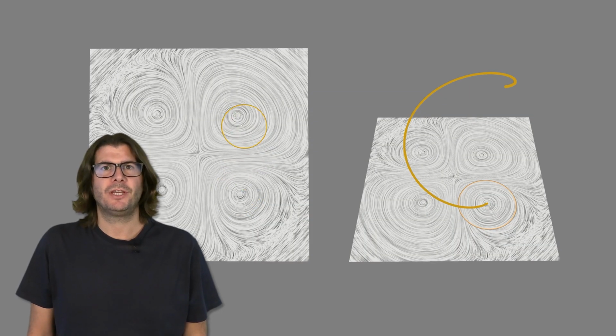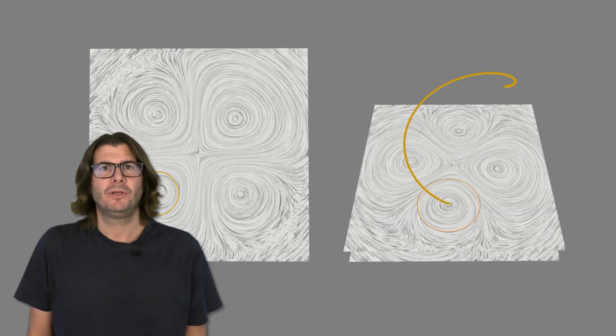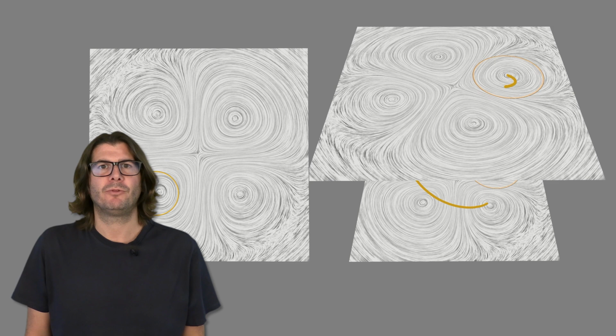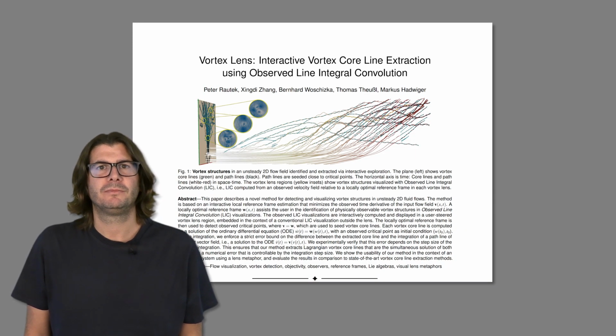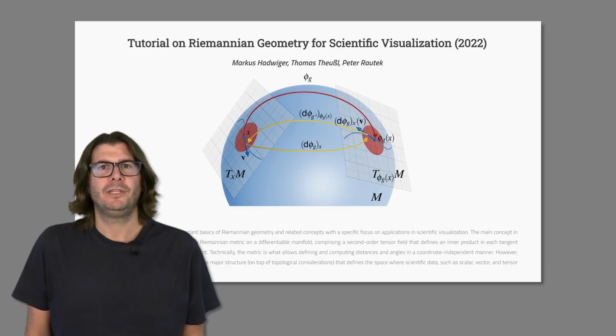The possibility to change between vortex lens exploration in space and vortex lens advection through time provides an intuitive and powerful novel exploration metaphor. To ensure that our approach reliably finds vortex structures and that the visualized vortex core lines are of good quality, we have compared our method to state-of-the-art vortex core line extraction methods. For more details on this part of the evaluation, I would like to refer you to the paper. For more details on the mathematical framework that is behind our observed flow visualization methods, I would like to bring to your attention our much more detailed tutorial videos and notes.